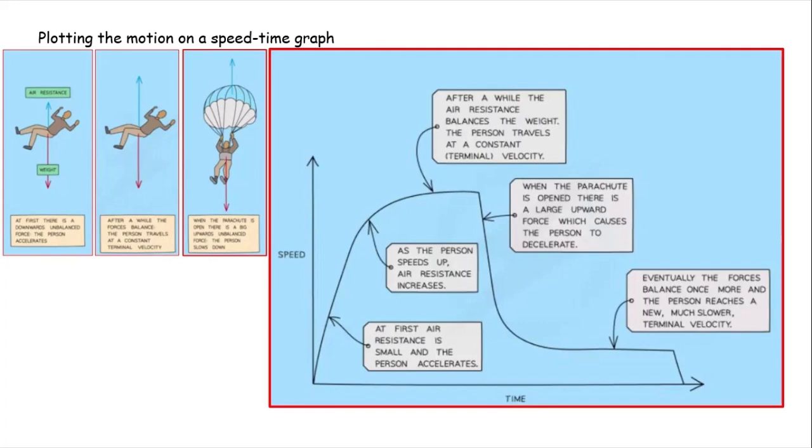So this is how to plot the speed-time graph for a parachute jump from an airplane.